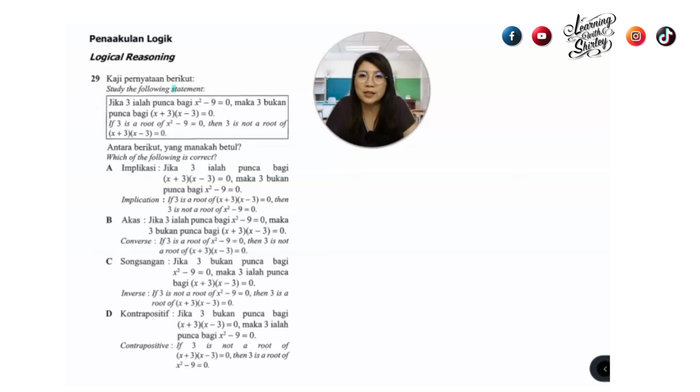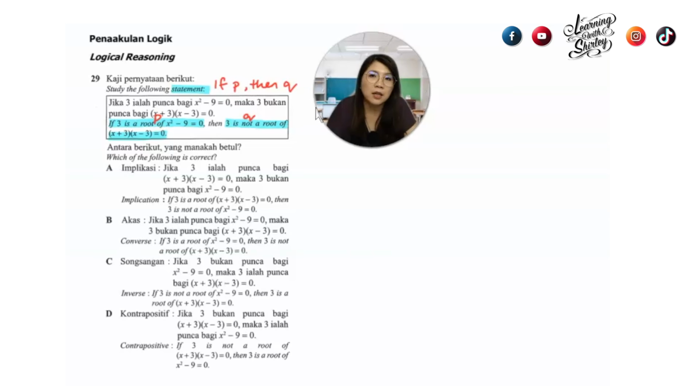Okay, study the following statement. So they give you a statement: if 3 is a root of x squared minus 9 equals 0, then 3 is not a root of (x plus 3)(x minus 3) equals 0. So here, I let this be P and this be Q. So if P then Q, that is a statement.